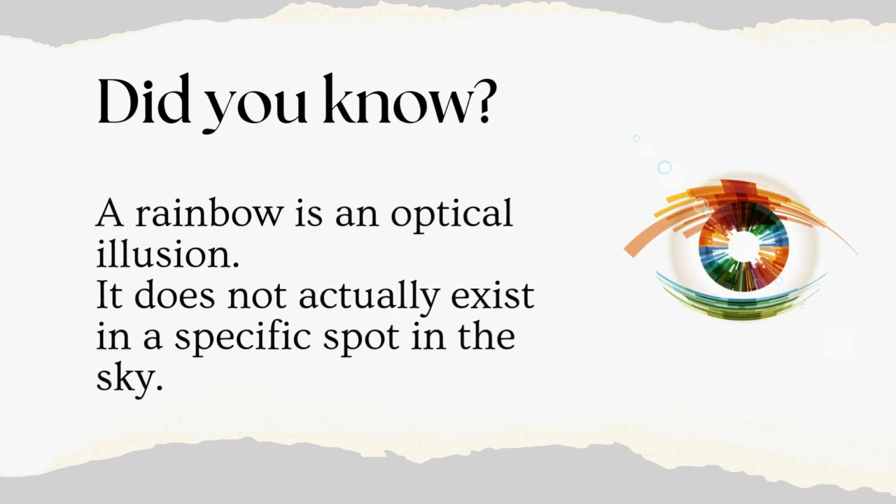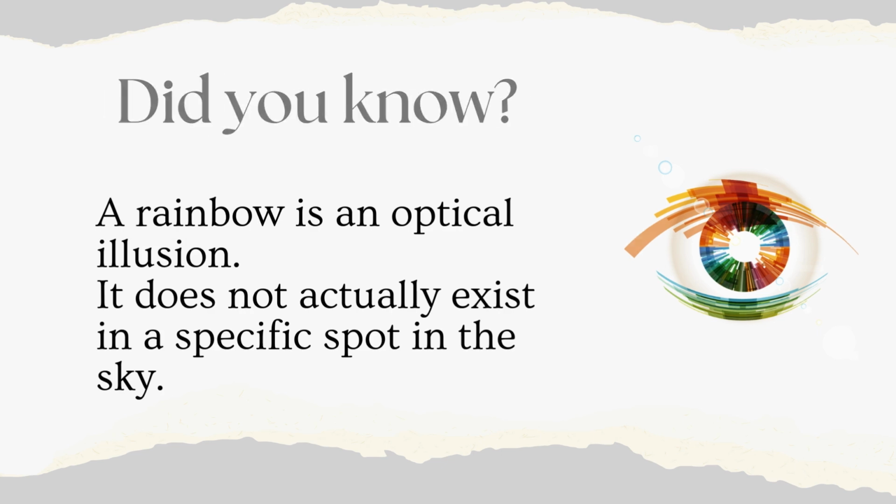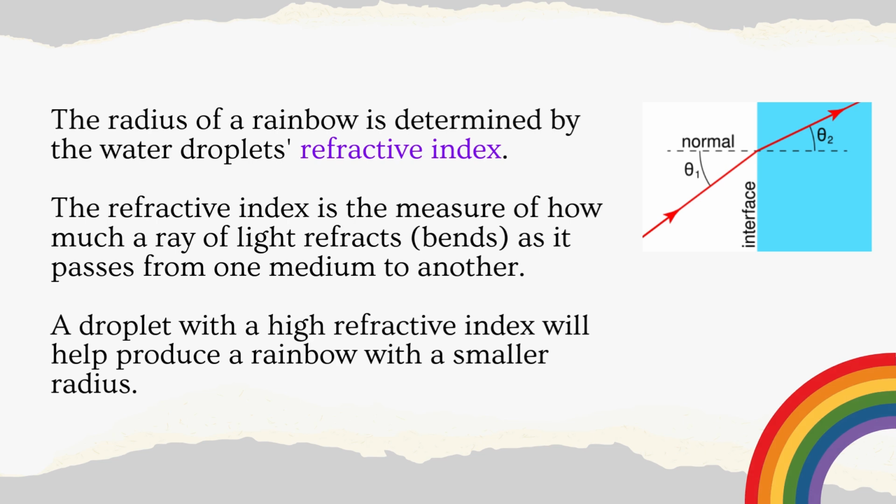A rainbow is an optical illusion. It does not actually exist in a specific spot in the sky. The radius of a rainbow is determined by the water droplet's refractive index. A refractive index is the measure of how much a ray of light refracts as it passes from one medium to another. A droplet with a high refractive index will help produce a rainbow with a smaller radius.